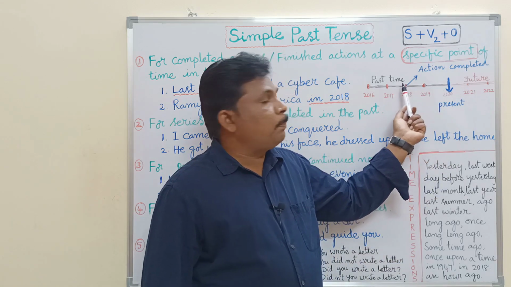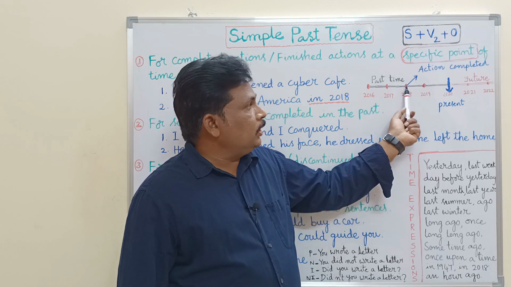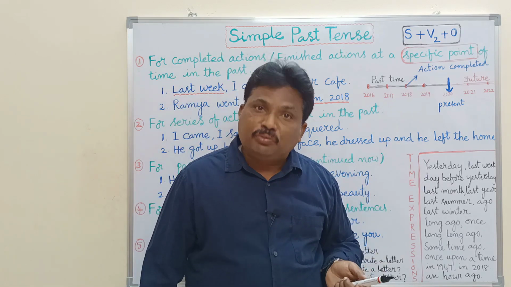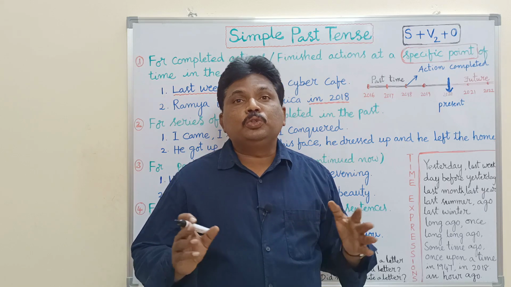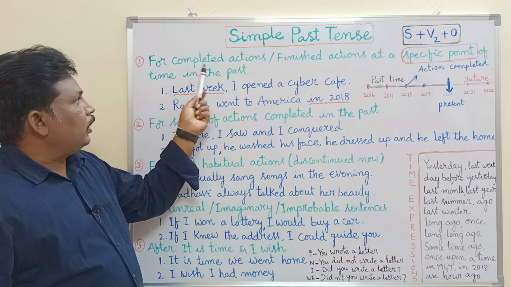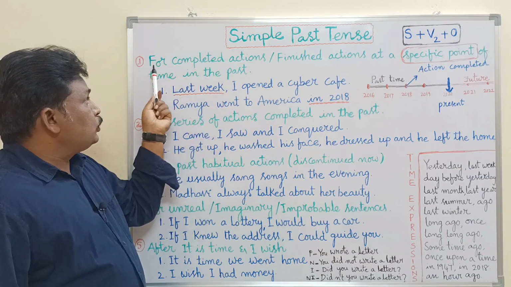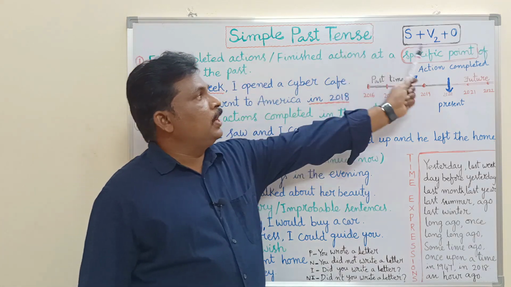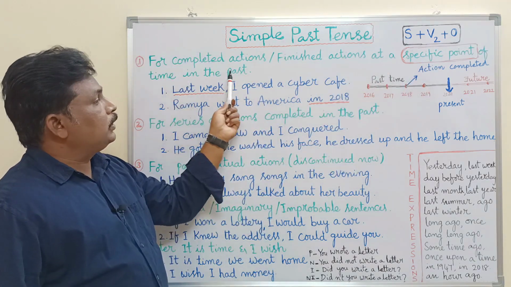We talk about the past actions. Imagine in the year 2018, an action completed, an action finished. So it is used in simple past tense. That is the first usage that we have read in the first point. It is used for completed actions or finished actions at a specific point of time in the past.